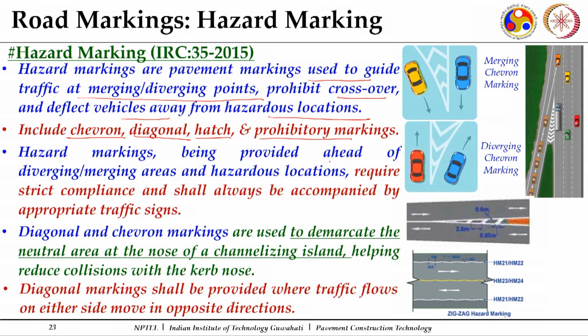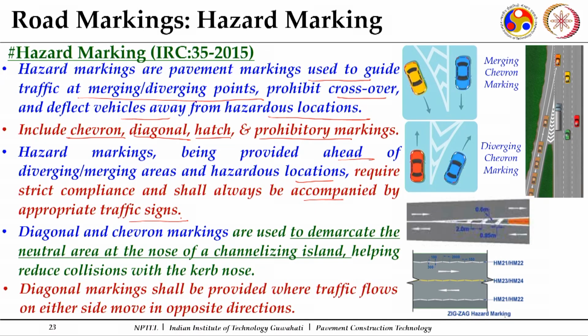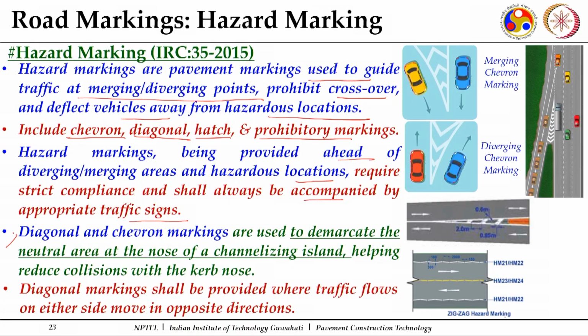Markings provided ahead of diverging and merging areas and hazardous locations require strict compliance. They should be strictly compliant because they indicate that some hazard is there, and they shall always be accompanied by appropriate signs, because that hazard should be known to you. They give you an idea that you are approaching a hazard, and the signboard will give you information on what kind of hazard it is. The commonly used ones are diagonal and chevron markings, used to demarcate the neutral area. This helps you, as you can see in this particular case.